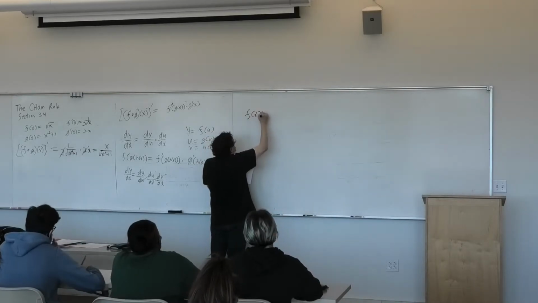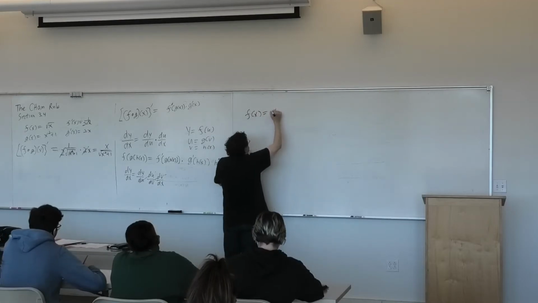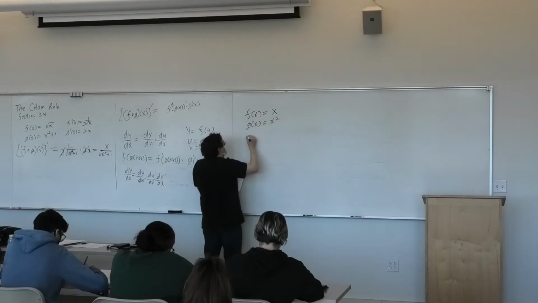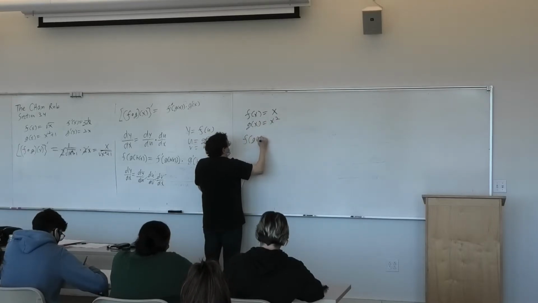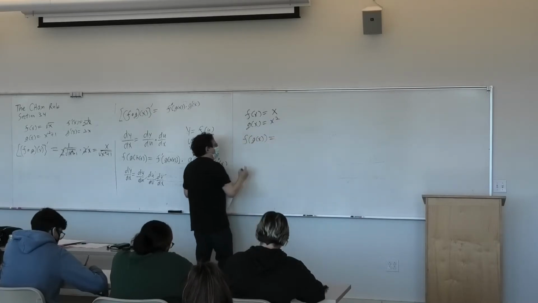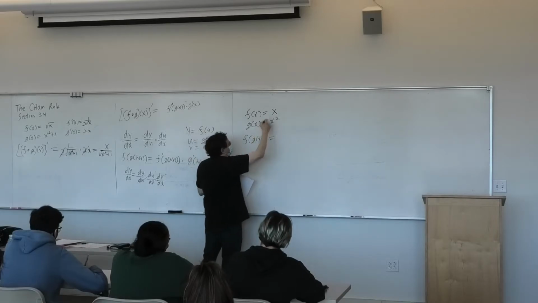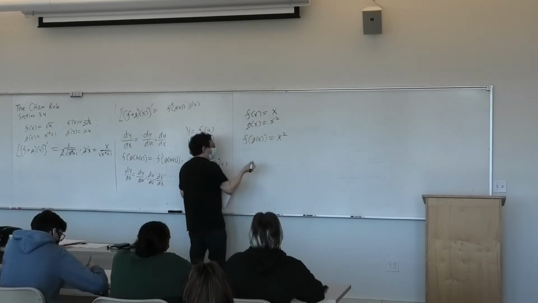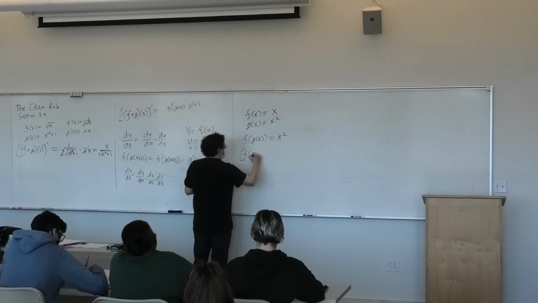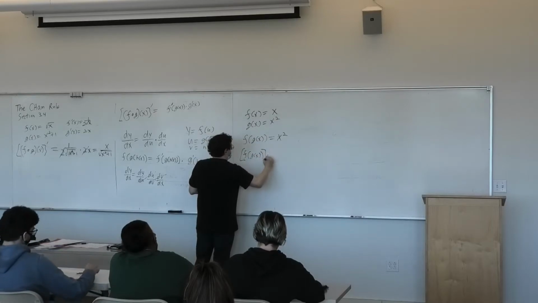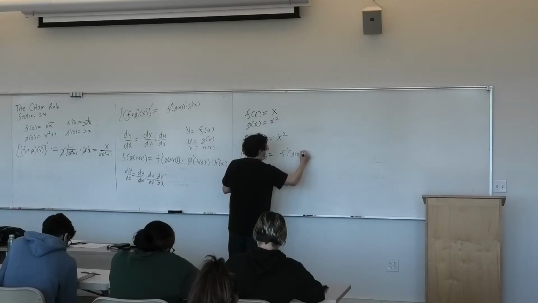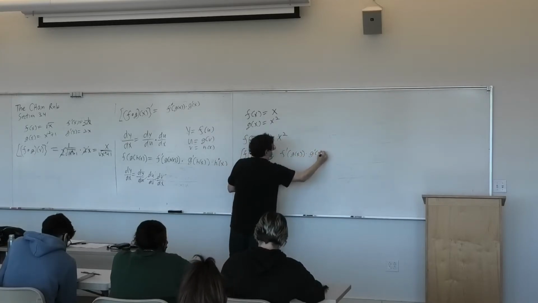So if f of x is x, and g of x is x squared, we want to know what the derivative of f of g of x is. Well, you can see right away that this is just x squared. Now, let's use the chain rule. It says the derivative of f of g of x is f prime at g of x times g prime of x.